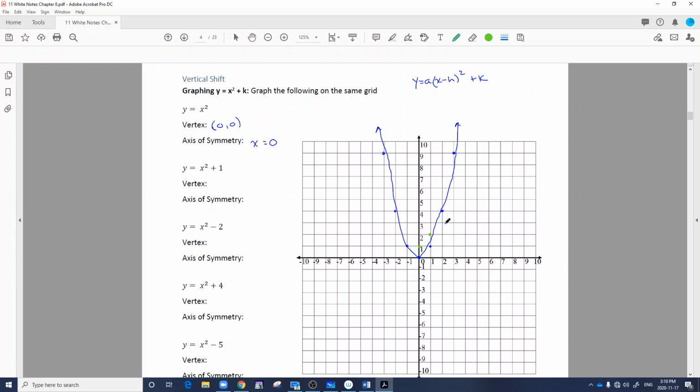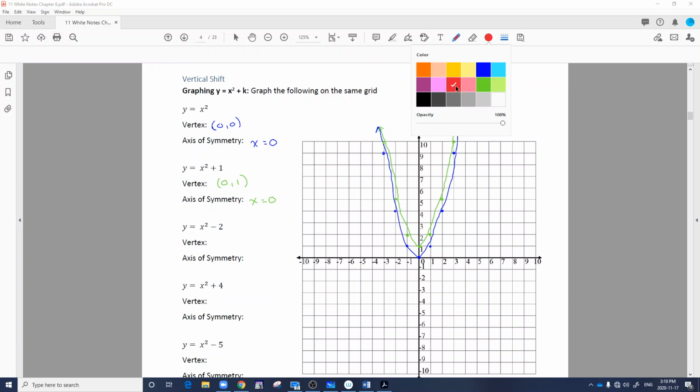If I get 2 squared is 4, I'm then going to add 1. If I get 3 squared is 9, I'm going to add 1. So then I can mirror these points on the other side. And what I want you to notice is that this green graph, y equals x squared plus 1, is the same shape as my y equals x squared graph, except my vertex has moved up to (0, 1), and my axis of symmetry is still x equals 0.